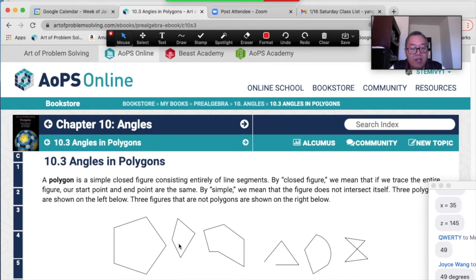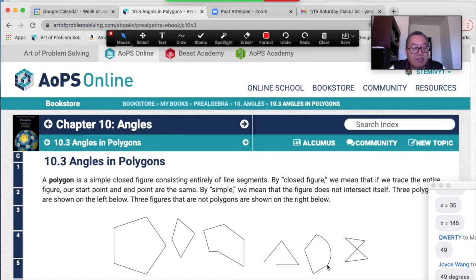Okay, 4 sides. This one has 1, 2, 3, 4, 5, 6 sides. We call it a hexagon. Okay, you can see each side is a line segment, and they also form a closed figure. So this kind of figure we call a polygon.